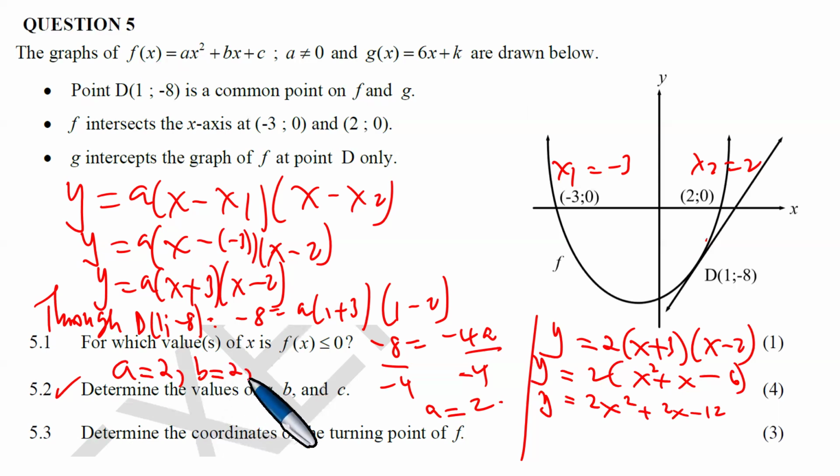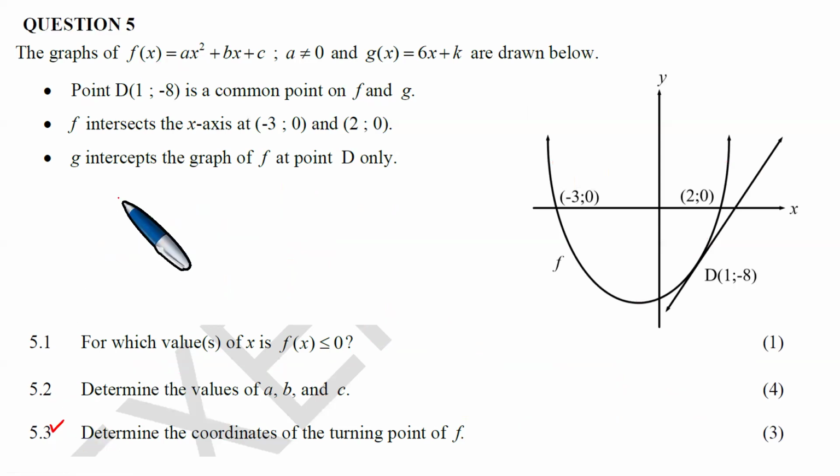So b equals 2 and c equals -12. Determine the coordinates of the turning point of f. We found the values of a, b, and c: a is 2, b is 2, and c is -12. To find the coordinates of the turning point is very easy. In 5.3 now, you already know that y is 2x squared plus 2x minus what?